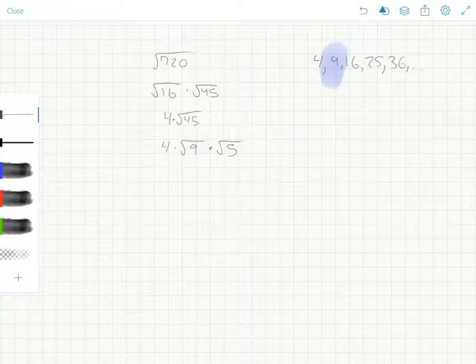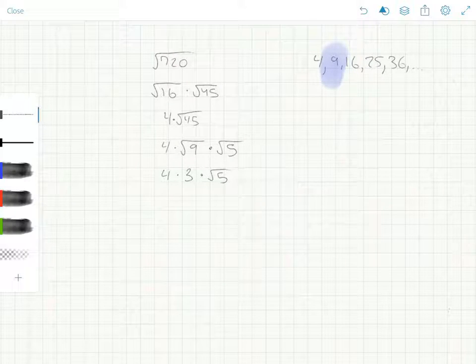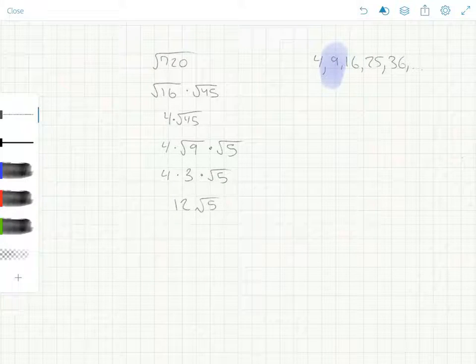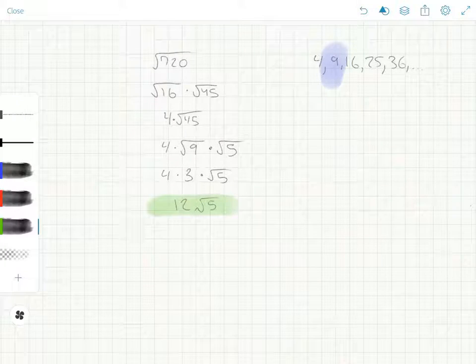And we know that the square root of 9 is equal to 3, so we can rewrite this as 4 times 3 times the square root of 5. And then 4 times 3 is 12, so the simplified radical version of root 720 is 12 roots of 5, or 12 times the square root of 5.